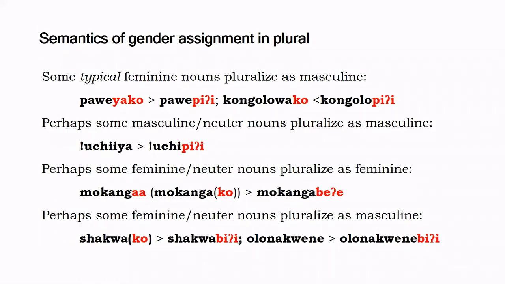And another issue that we want to say, the formation of plurality, it's not straightforward. In some cases, the feminine nouns may be pluralized as masculine, as Kongoloak, it becomes Kongolope. And sometimes a masculine pluralizes as masculine, or Mokanga is both. It's either Mokanga or Mokangako, and it becomes Mokanga Be. It's feminine, and it remains feminine. Or Shakwa, or Shakwako, it becomes Shakwa Be, which is masculine.